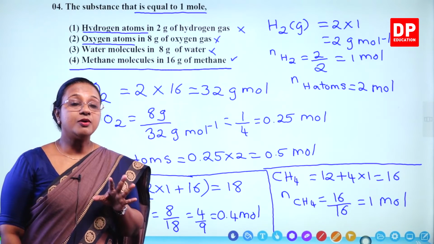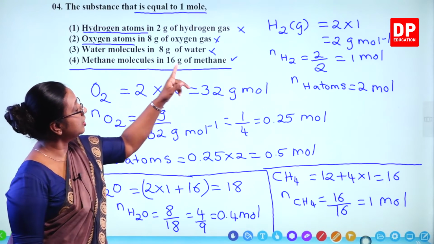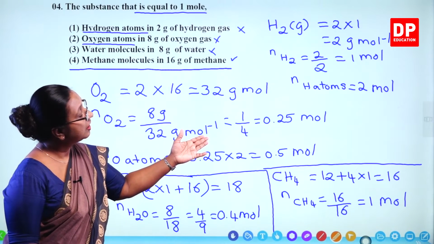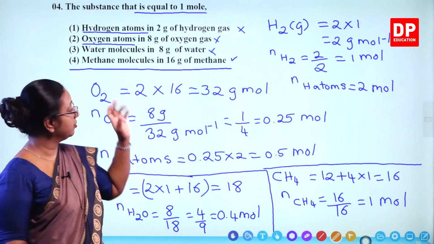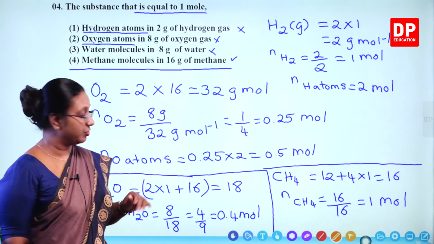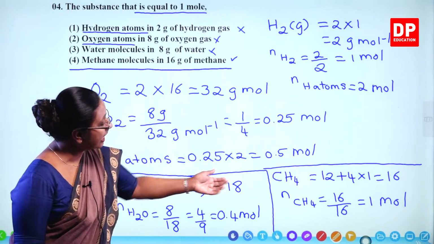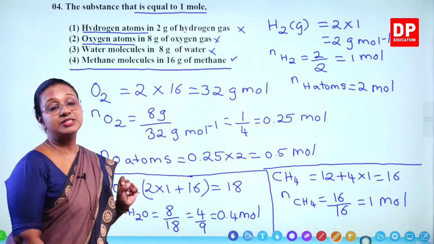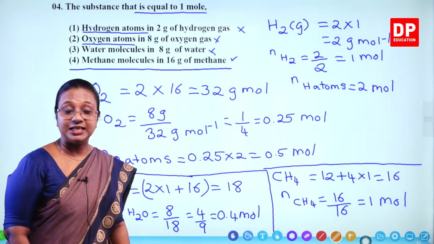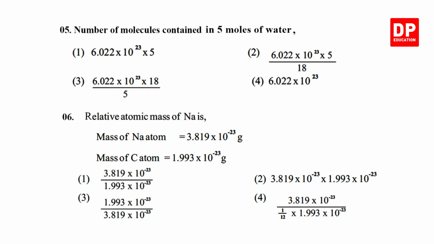So now do you all know how to calculate here? When you are given a question, for each one you have to calculate and see. So hydrogen atoms, 2 moles. So not correct. Then oxygen atoms, it becomes 0.5 moles. Then again water, it becomes 0.4 moles. And there CH4, the molecules, that is equal to 1 mole. So that is what we have to select here. Then with that, I will move on to the next question.